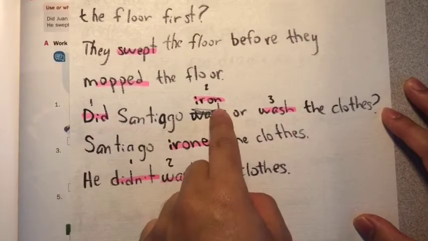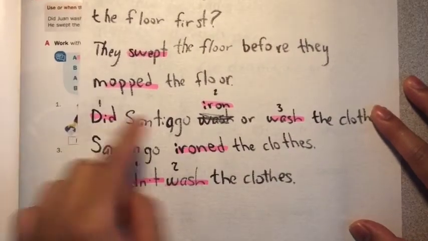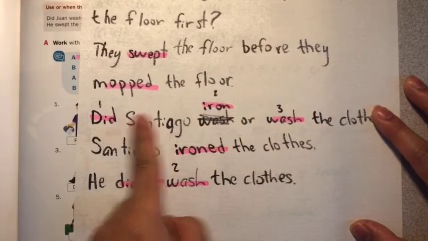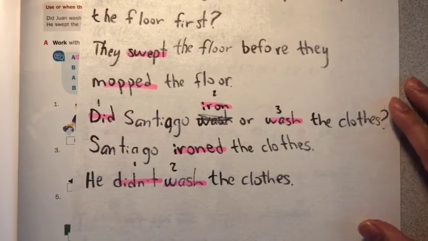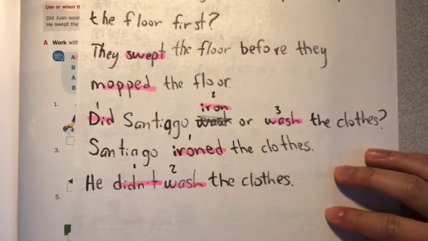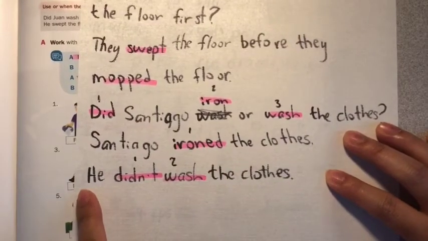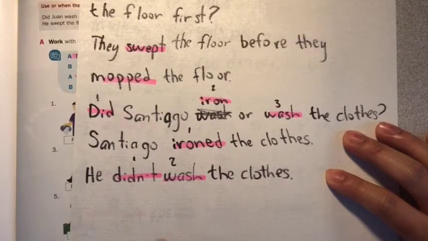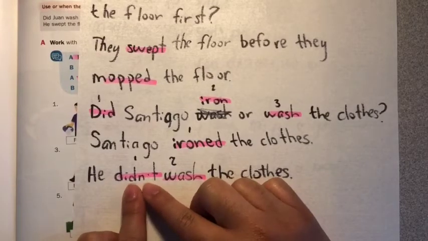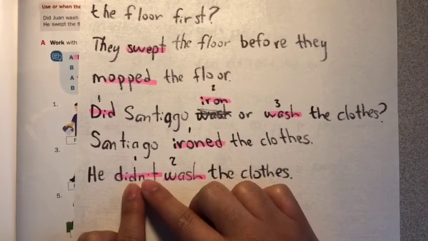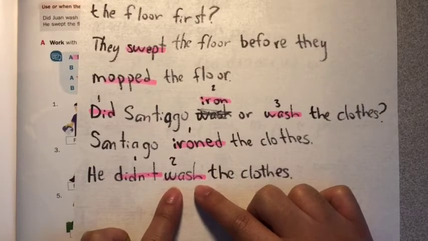So, did Santiago iron or wash the clothes? When we ask a question, the word did is in past tense, and the verbs after did are in present tense. In this sentence, Santiago ironed the clothes. There is only one verb in this sentence, so it's in past tense. In this sentence, we say he didn't wash the clothes. This sentence is a no sentence. It's a negative sentence. So we use the word didn't. Didn't is the first verb, so we change it to past tense. Wash goes after didn't, so we keep it in the present tense.